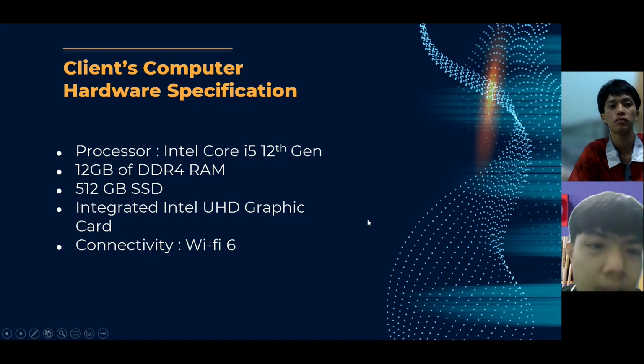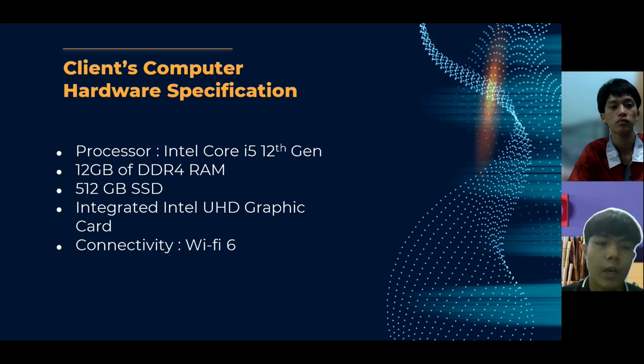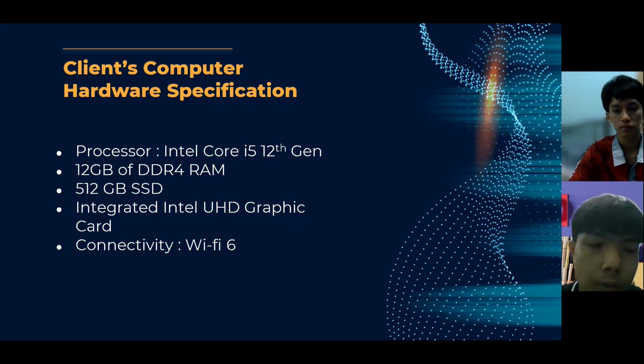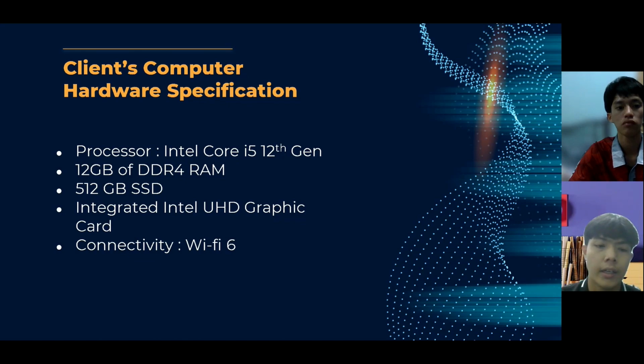For our client's computer hardware specification, or student's computer, we are using an Intel Core i5 12th Gen processor and 12 GB of DDR4 RAM, with a storage of 512 GB SSD. We are using an integrated Intel UHD graphics card. And lastly, we are using Wi-Fi 6 for our connectivity.